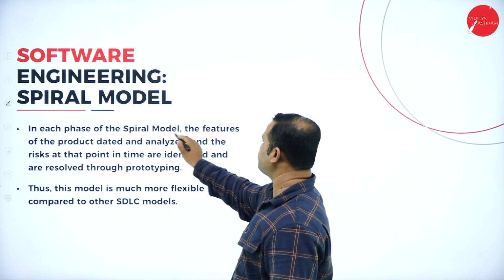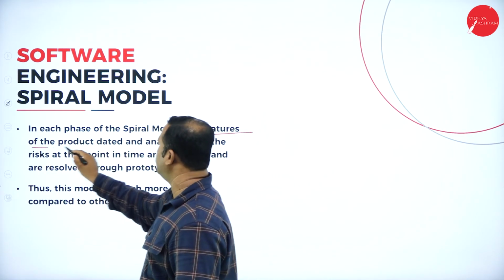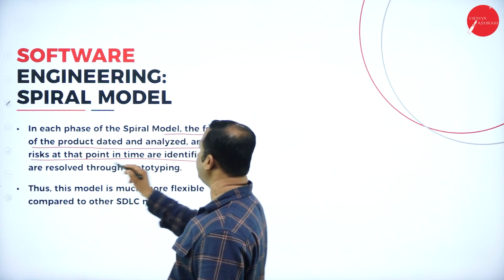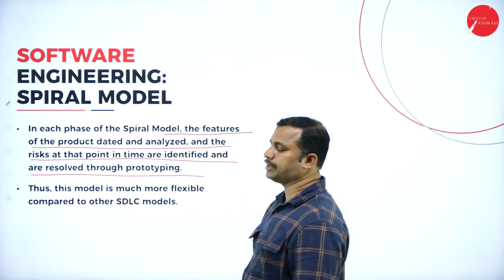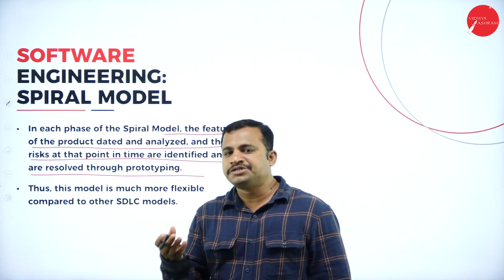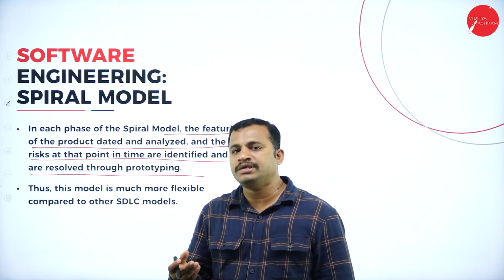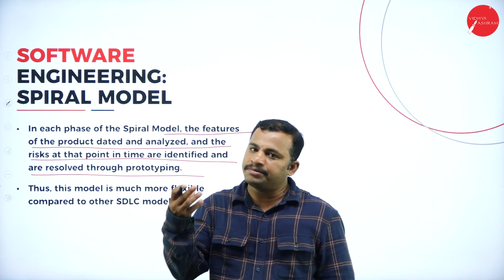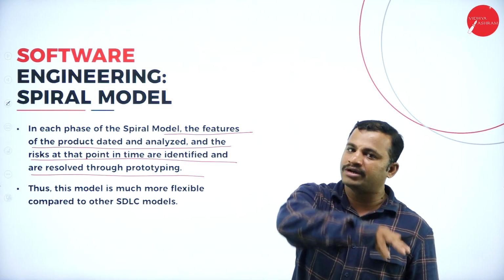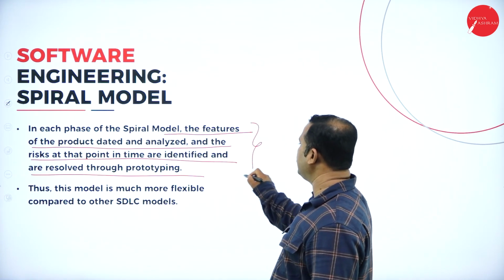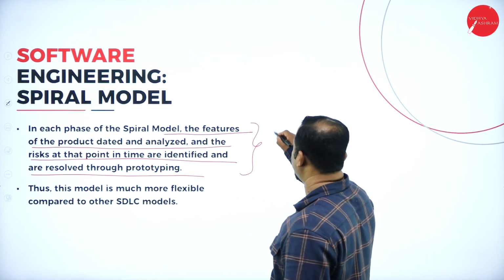In each phase of the spiral model, the features of the product are updated and analyzed, and the risks at that point in time are identified and resolved through prototyping. That means, as you all know, the prototype is not the actual model. The prototype is a model that is going to simulate the working model. So it is going to represent the risk handling using the prototype.